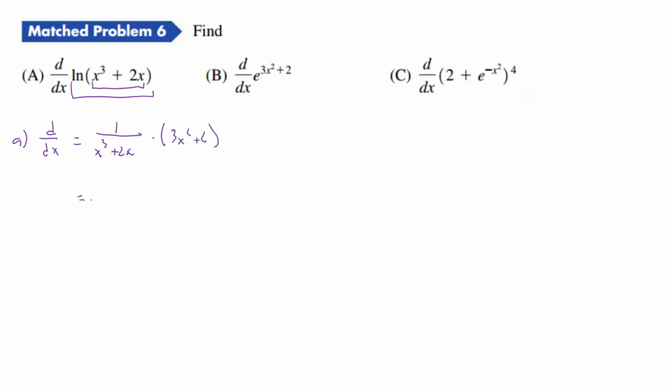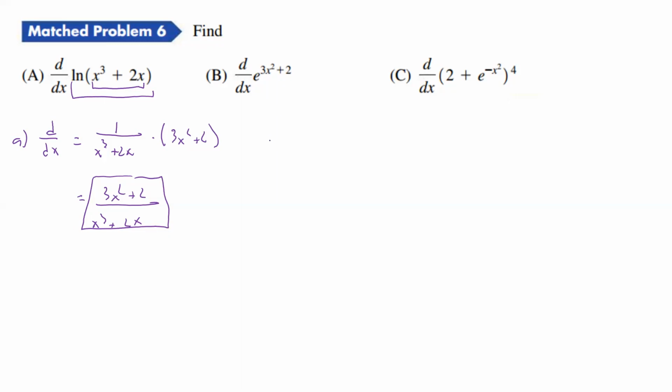Okay. Well, now what's that give us? Well, that's going to be 3x squared plus 2 over x cubed plus 2x. Now, if we look at that, that's as far as we can go. And so that would be our derivative. I don't think there's anything we can cancel here or reduce. So there's no factoring we can do. And so that's as far as we can go on that problem.